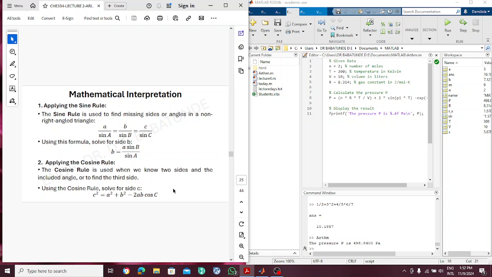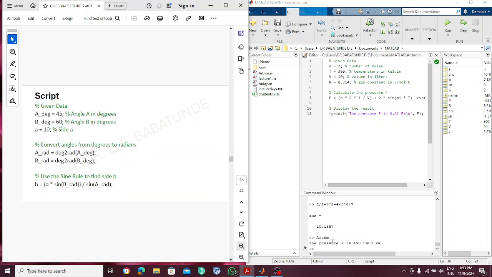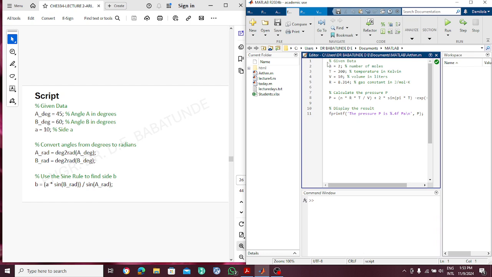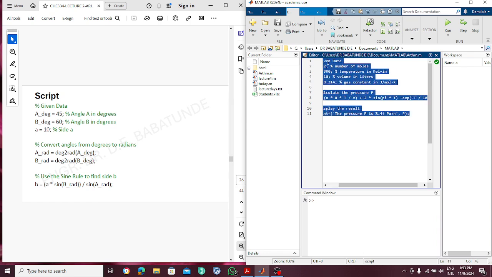In addition to that, to get the value of C, we need to square root everything that is on the right hand side of the cosine rule. So that being said, every other thing to do is straightforward. So let me clear my workspace and also clear the window command. Okay, so let me clear the script I have here. We are done with the first major example here.